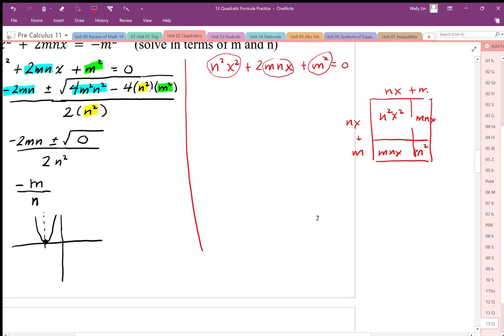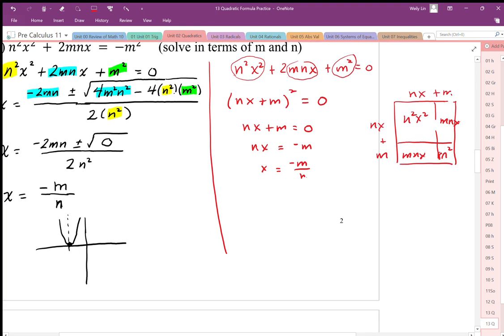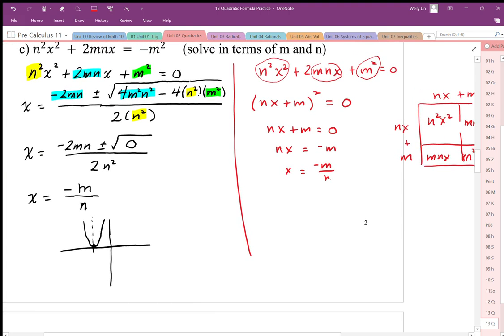This really is a perfect square of nx plus m, squared equals 0. I can solve this by square rooting. I get nx plus m equals 0. Solving for x, I'm going to end up with negative m divided by n, and there's my solution algebraically by factoring. Okay, and I get the exact same solution as if I use the quadratic formula.